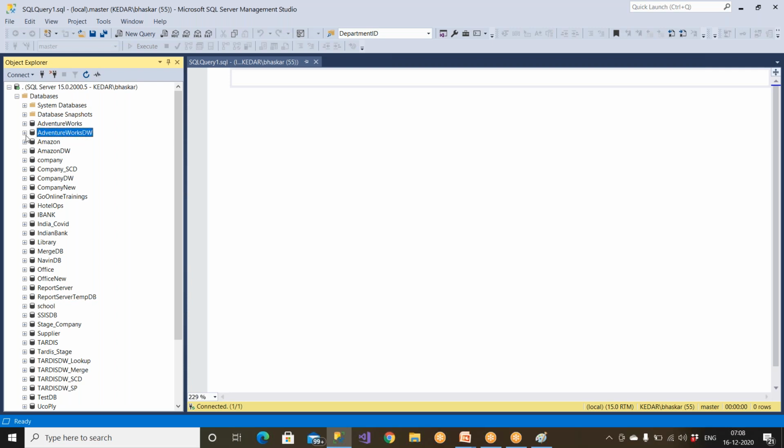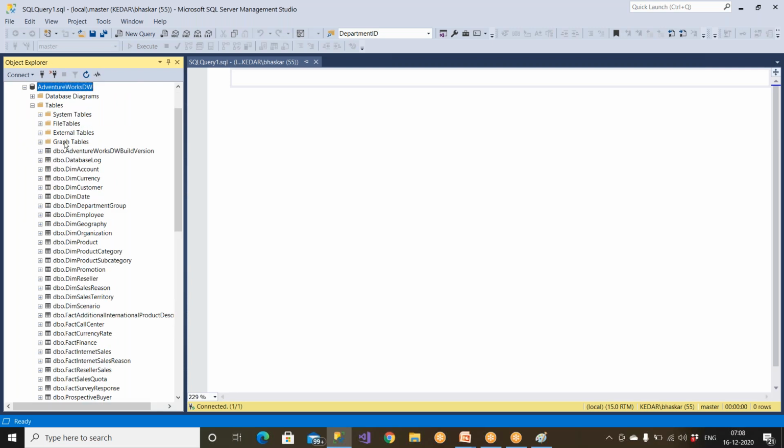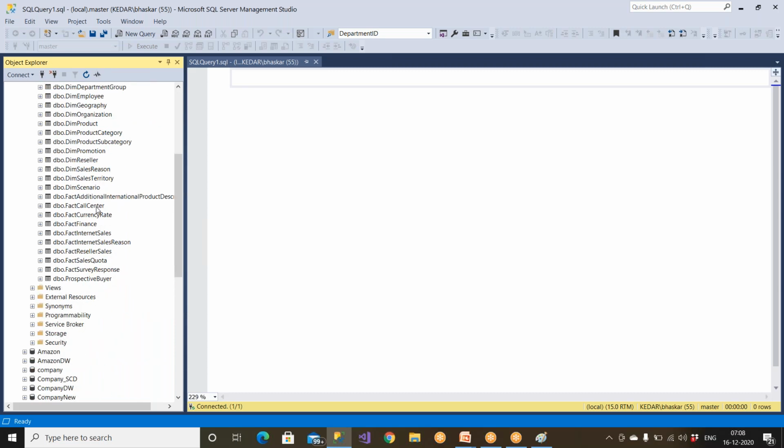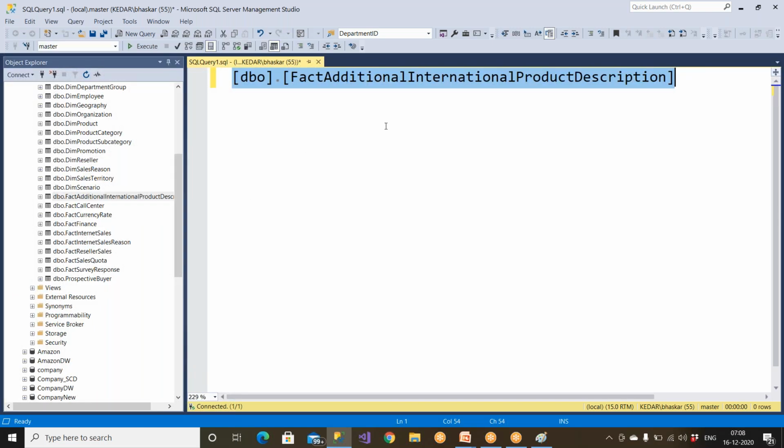I go to this database and expand it. You could see a lot of tables. How to create tables, how to insert the data, all of them we're going to start after 1 week. Okay, so no worries about it. So as of now, you have a lot of tables in it. Now, there is a table called FactAdditionalInternationalProductDescription. This is a table. Okay.